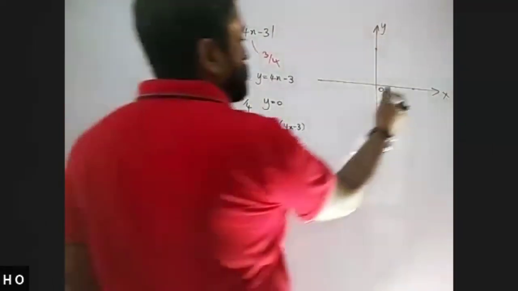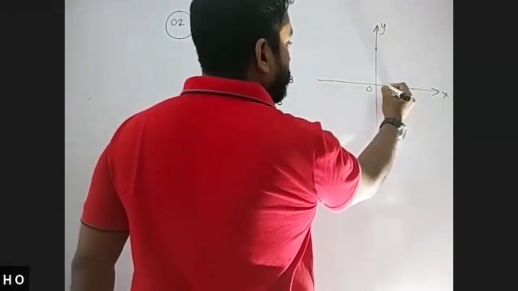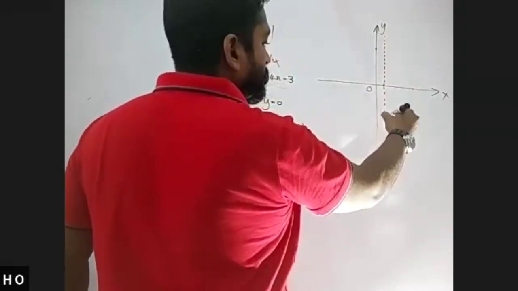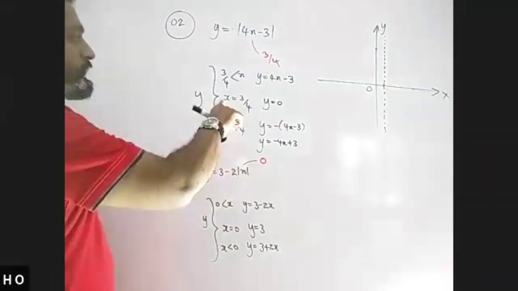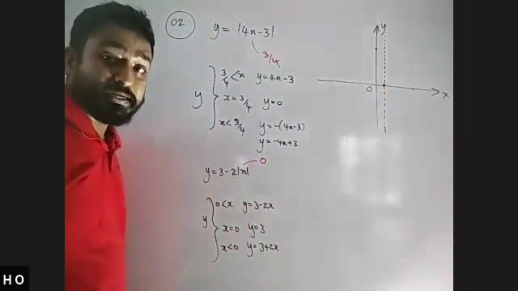4x, 3 by 4 and 0. So 3 by 4, right? Through that, I am sketching the dotted line to distinguish the region. 3 by 4, 0 is going to be the limit, the turning point.